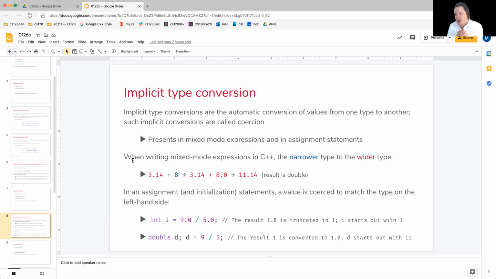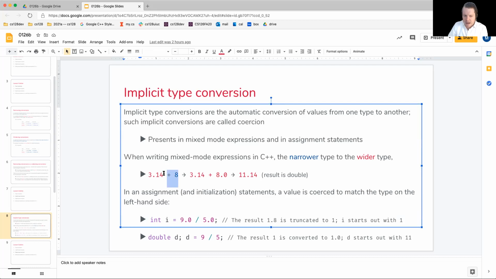So coercion, or implicit type conversion. Just to point this out, it's implicit because we never told the compiler or runtime system to do this. The compiler essentially interjected code to make this happen for us. We didn't have to worry about it. So it happens behind the scenes. This is convenient, but it can also kind of get you in trouble.